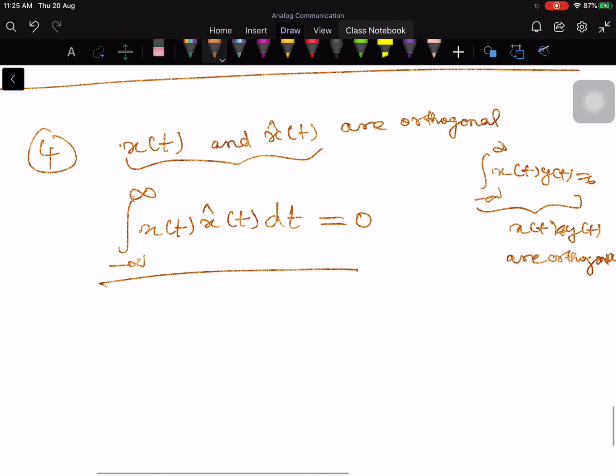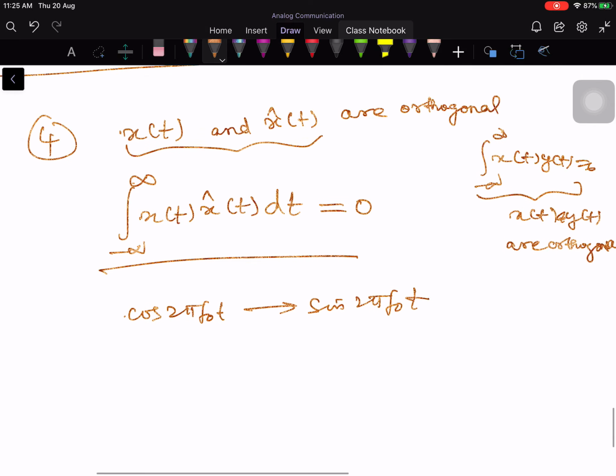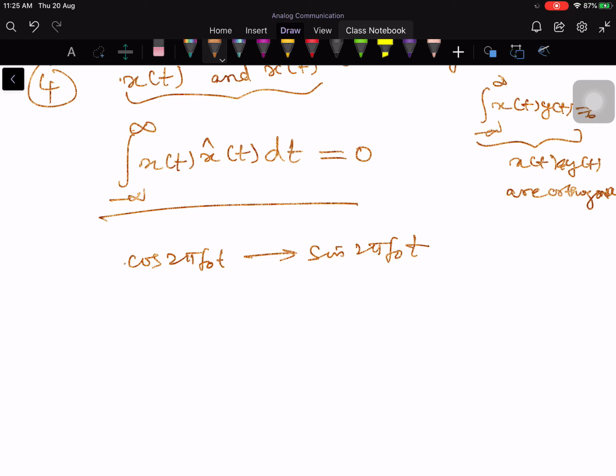Now you take a signal cos of 2 pi f naught t. What is the Hilbert transform of this? Sin 2 pi f naught t. Now what is the relationship between these two? Are they orthogonal or not? Yes, they are orthogonal because they are 90 degrees apart. They are orthogonal to each other.